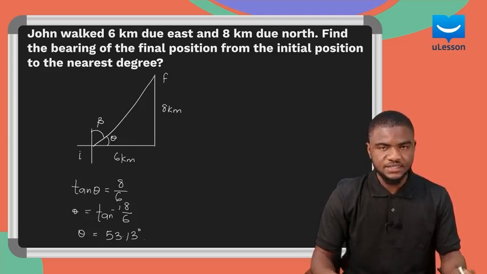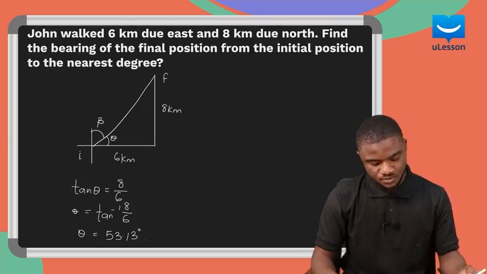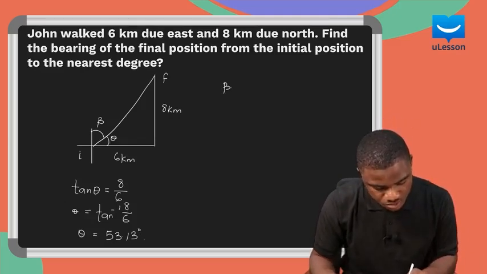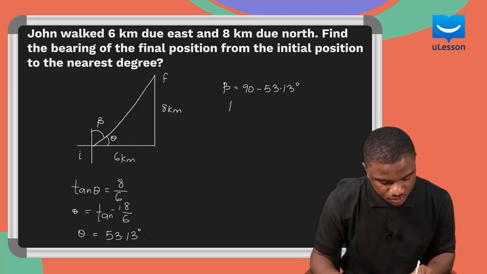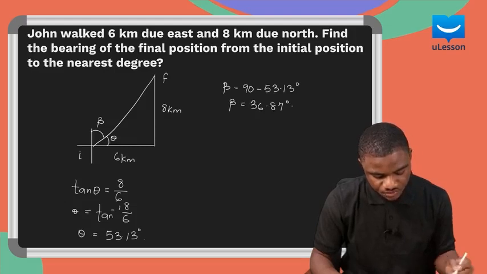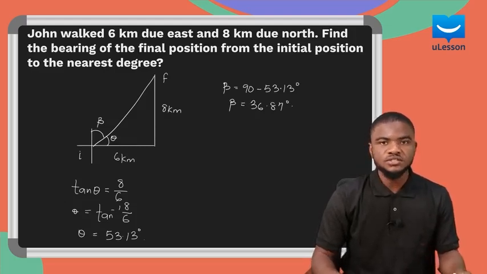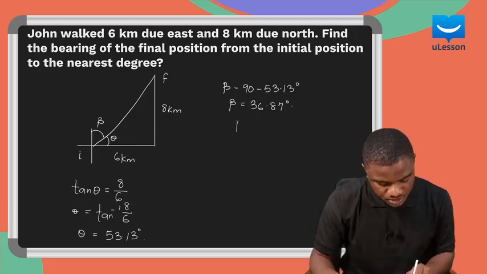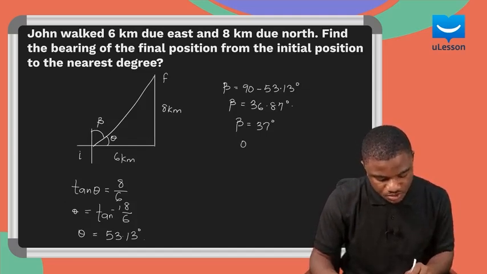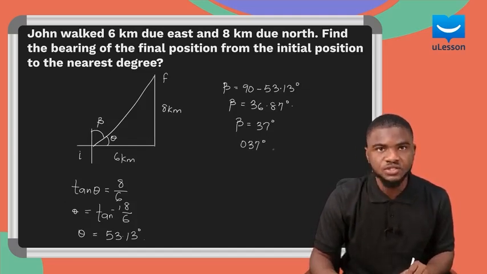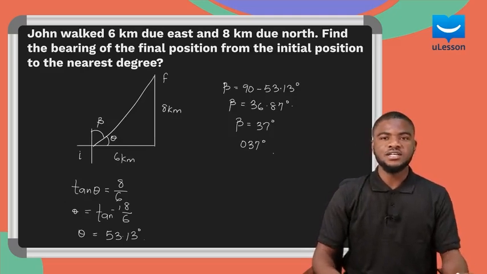Since beta and theta sum up to be 90 degrees, we can find beta to be equal to 90 minus 53.13 degrees. Therefore, beta is equal to 36.87 degrees. Since we need a bearing to the nearest degree, beta is equal to 37 degrees, and since bearing is written in 3-digit form, this becomes 037 degrees. And there you have it.